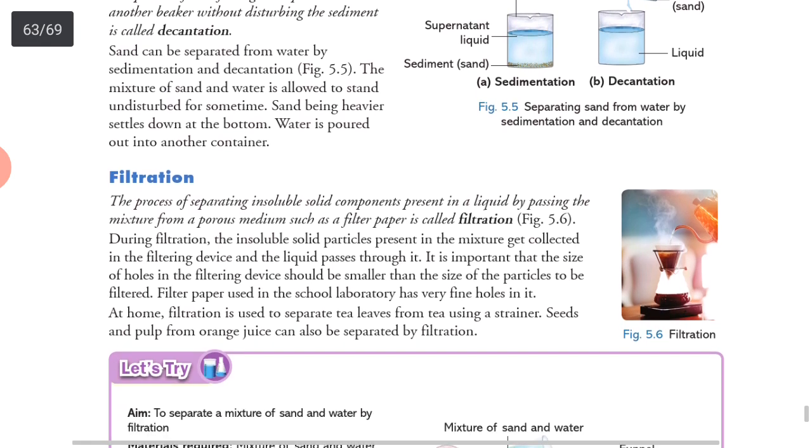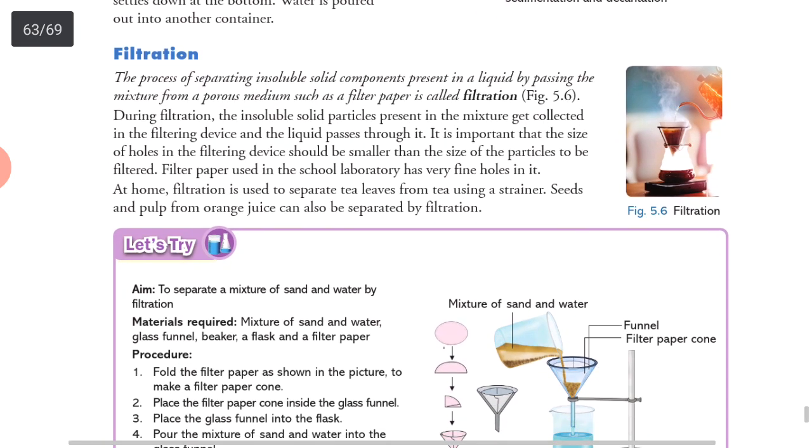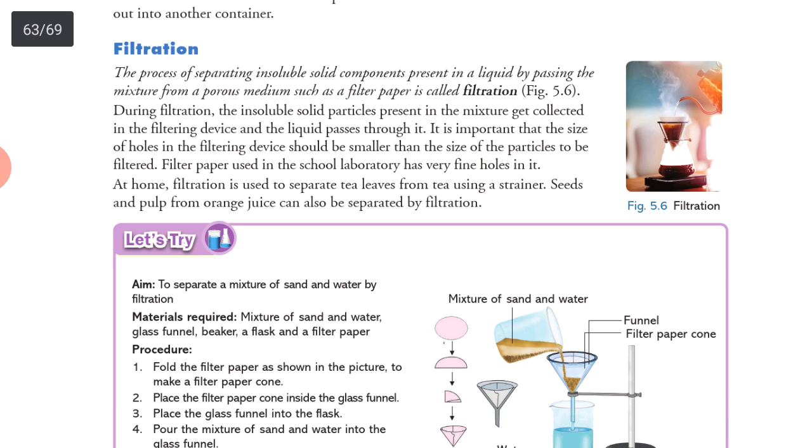Filtration, another process of separating substances. The process of separation of insoluble solid components present in a liquid by passing the mixture through a porous medium such as filter paper is called filtration. A common example is separating tea leaves from the tea by the filter.